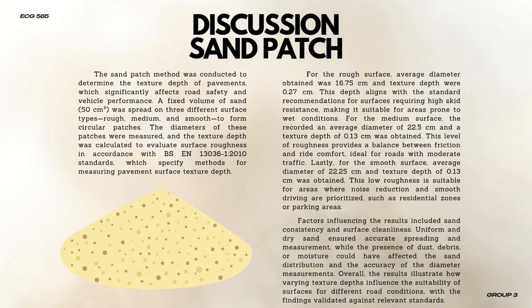There are several factors that can influence the result for this sand patch testing, which are sand consistency and surface cleanliness. Secondly, the presence of dust, debris or moisture can also affect the sand distribution and the accuracy of the diameter measurement. Overall, the result illustrates how varying texture depth influences the suitability of a surface for different road conditions, with the findings validated against relevant standards.